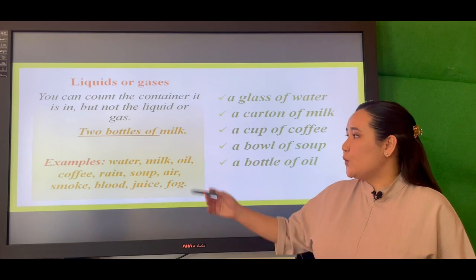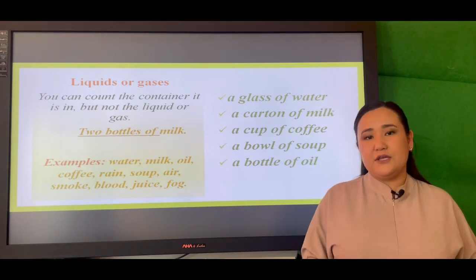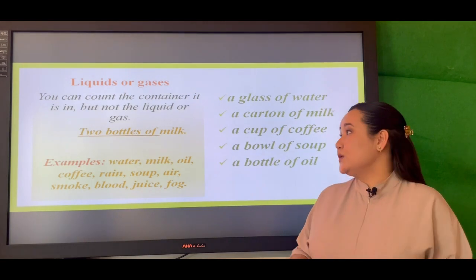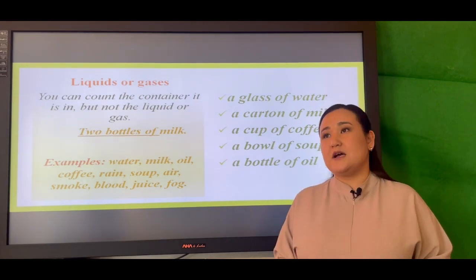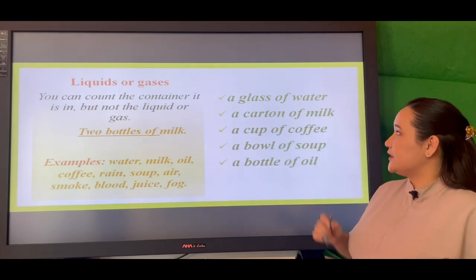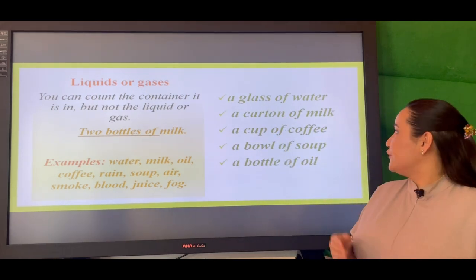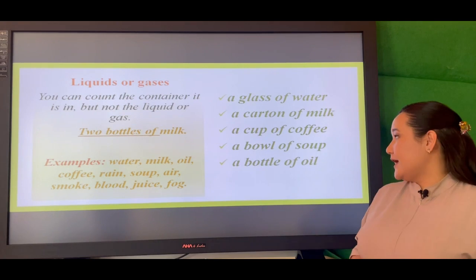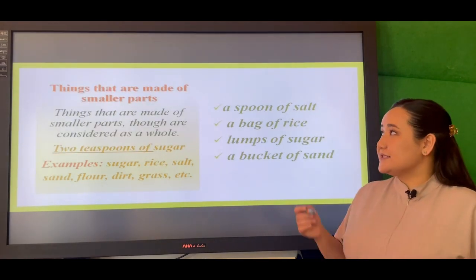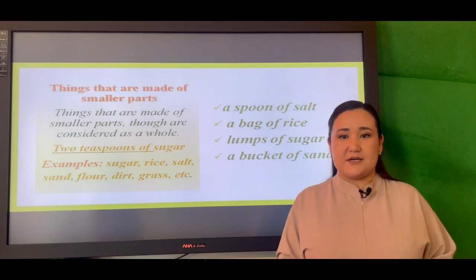Some more examples: water, milk, oil, coffee, rain, soup, air, smoke, blood, etc. With these words, we use such kind of words before these nouns. A glass of water, a carton of milk, a cup of coffee, a bowl of soup, and a bottle of oil.